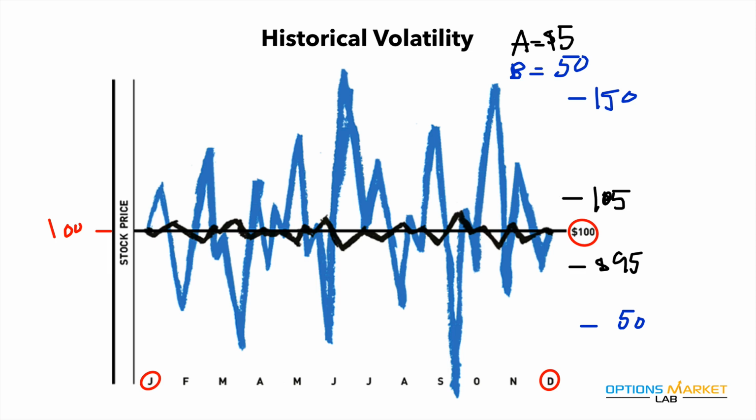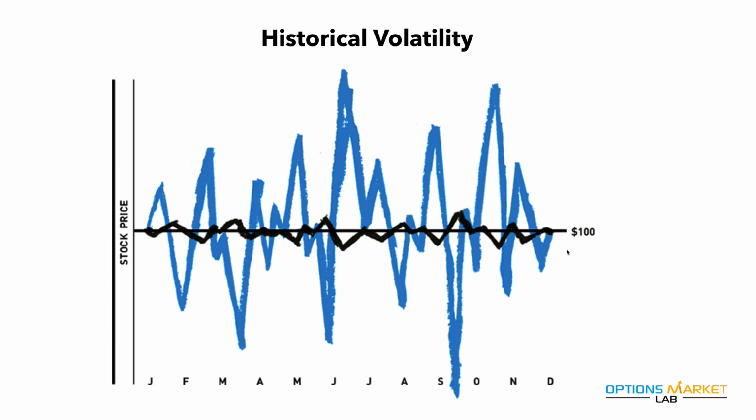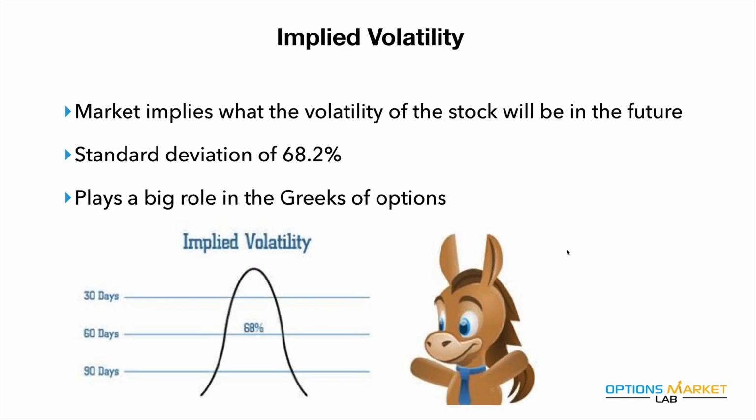So this gives us a general idea of when we are trading options, which stock moves a lot and gives us a higher percentage return. Now, the next one is implied volatility. As the name implies, the market implies what the volatility of the stock will be in the future. So this is the market making an assumption of where the stock will be in the future. It uses a 68.2% standard deviation, and it plays a big role in Greeks of options, such as the Vega. We will get to that as well.